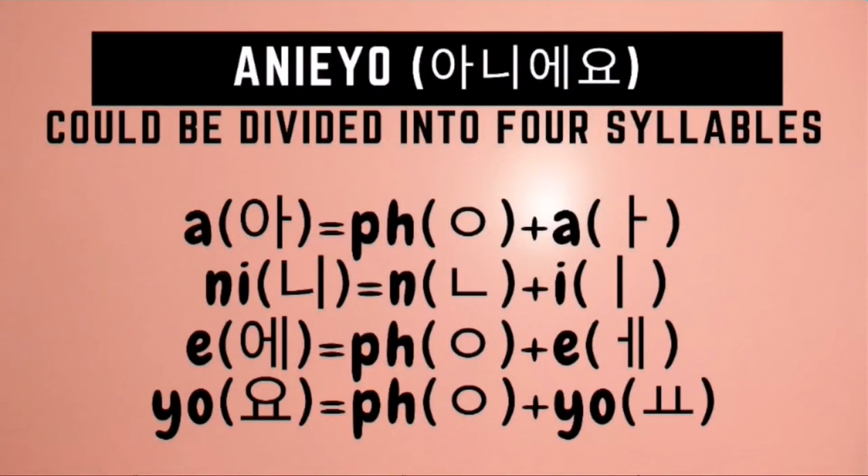Now, how do we write anieyo in Hangul? This is composed of 4 syllables. For the first syllable, we need to draw first a placeholder or ieung, followed by an a character. For the second syllable ni, we need to draw first a nieun character followed by an i character. For the third syllable we need to draw a no sound ieung followed by the e character itself. And for the last syllable yo, we need to draw a no sound ieung followed by the yo character.